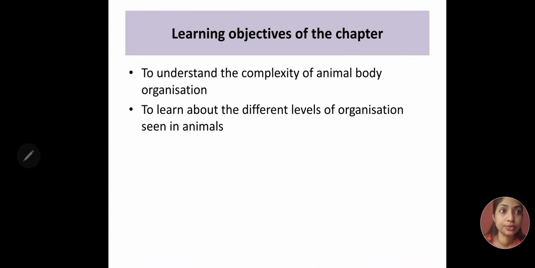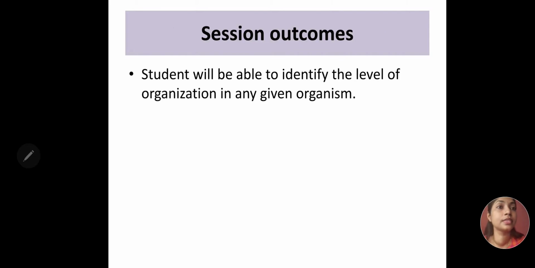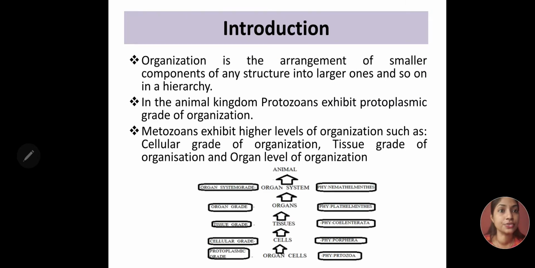What is the learning objective of today's chapter? Basically, the objective is to understand the complexity of animal body organization and to learn about the different levels of organization that is seen in animals. And by the end of the chapter, the student will be in a position to identify the level of organization in any given organism. Coming to the introduction, organization is the arrangement of smaller components of any structure into larger ones and so on in a hierarchy.